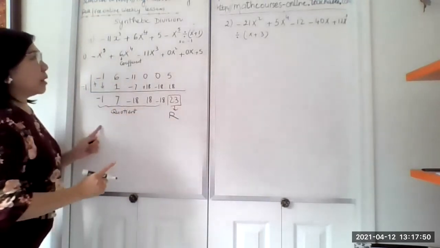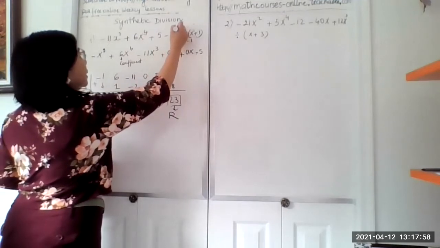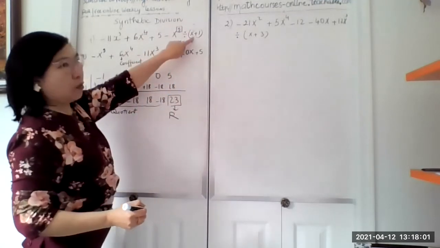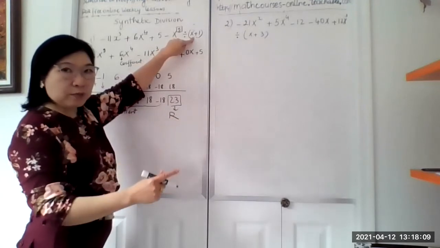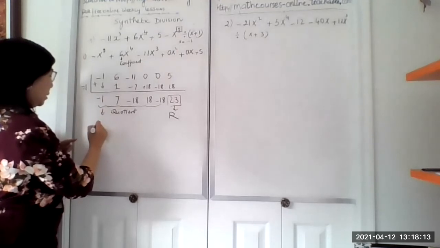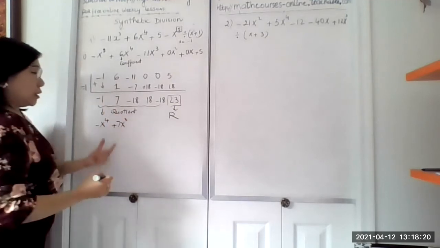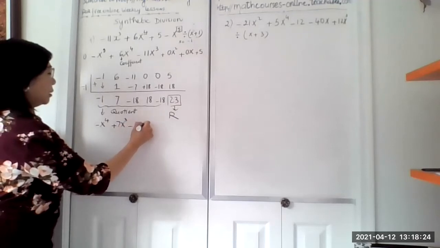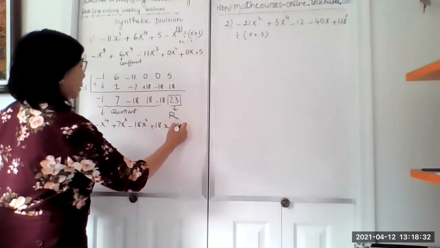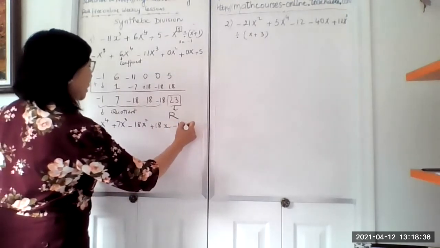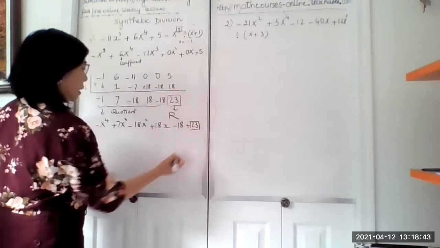One more thing I want to mention. We divide, and the highest power is x to the power 5. If we divide by x to the power 1, we go down one level, because x to the power 5 divided by x to the power 1 equals x to the power 4. Therefore, this number represents minus x to the power 4, and plus 7x to the power 3, following the descending order, minus 18x squared plus 18x minus 18. And of course, we add the remainder. Our remainder is 23. We should note this is the remainder.